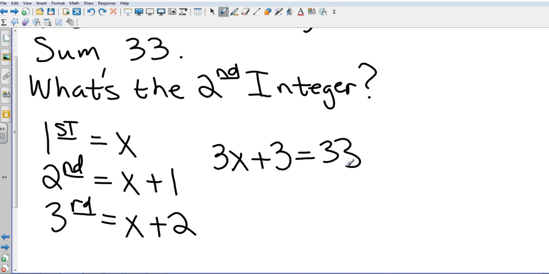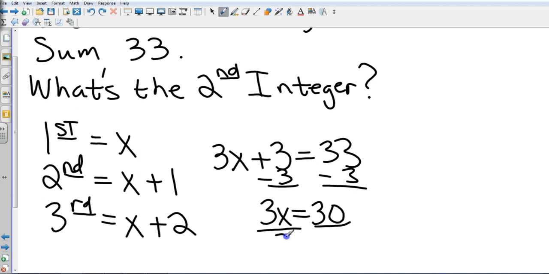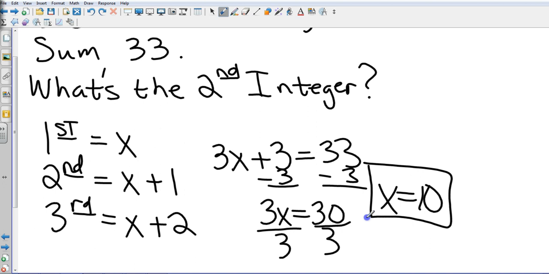This is a multi-step equation. We can solve this. Subtract 3 from both sides. That's going to give us 3x equals 30. Divide both sides by 3. X equals 10. If you're not paying attention and you put your box around that, you miss it tomorrow.